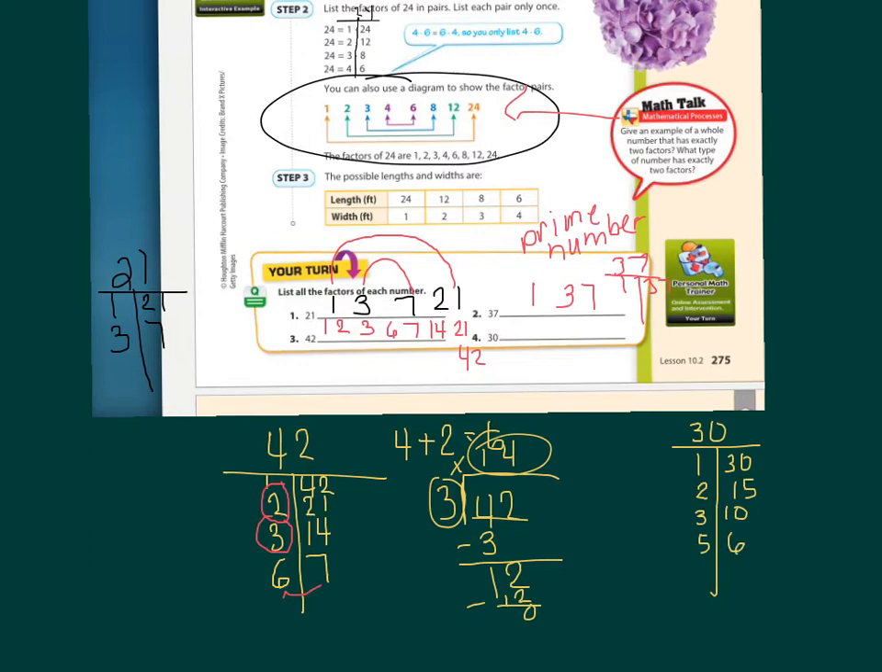5 times 6. And look, there's that little clue again. If there's a 2 and a 3, then there will be a 6 also. And then 5 and 6 are right next door to each other when we count, so that's it. That's the stopping point for that. So our answer is 1, 2, 3, 5, 6, 10, and 15.